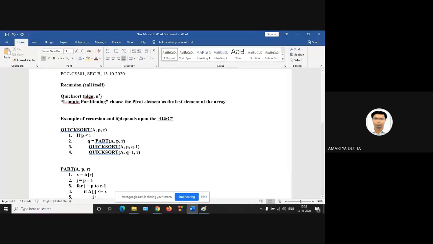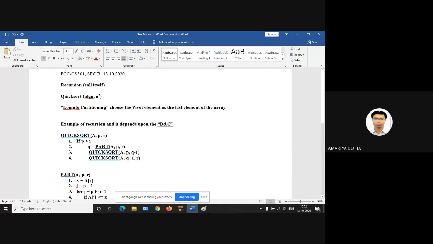So according to Lomuto partitioning, you have to choose the pivot element. What is the pivot element? Actually, your pivot element is your partitioning element. Here your pivot element is the Q. So you have to choose the pivot element as the last element of the array. This is Lomuto partitioning. In the case of Hoare partitioning, you can choose your pivot as the first element of the array. Is it clear?